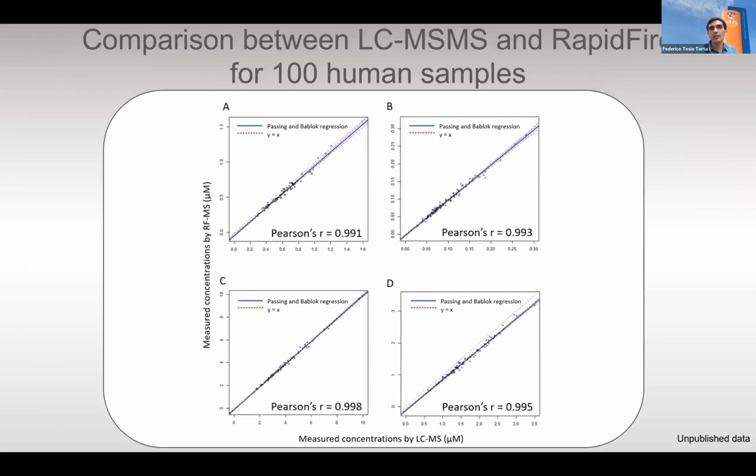What we did next was the same approach. We compared the results obtained with both LC-MS/MS and RapidFire when analyzing the 4 ceramides in 100 different human plasma samples from the hospital. And as you can see from the regression plots and the Pearson correlation, these measurements were very reproducible between the two techniques, even when we consider a higher matrix variability between individuals.